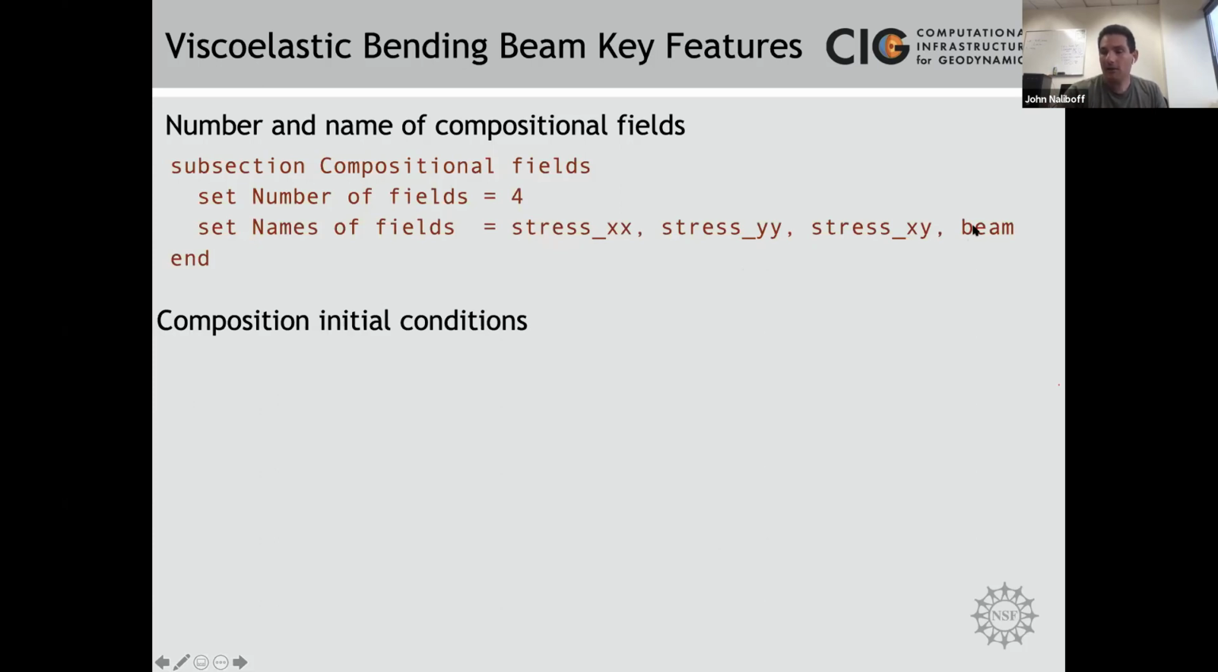The last one is the viscoelastic bending beam. This describes the actual beam that is being bent, and the material surrounding the beam is basically the background field. We could have added a compositional field to track it, but the way ASPECT works in terms of looking at different lithologies, we can have that background field not be listed as a composition. It's only accounted for where the beam is not present.